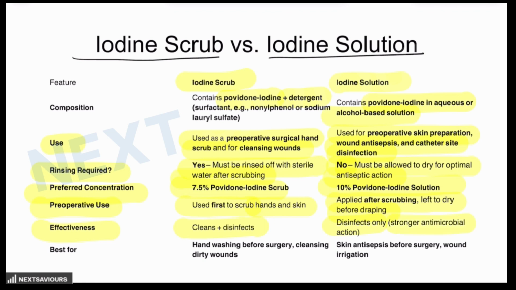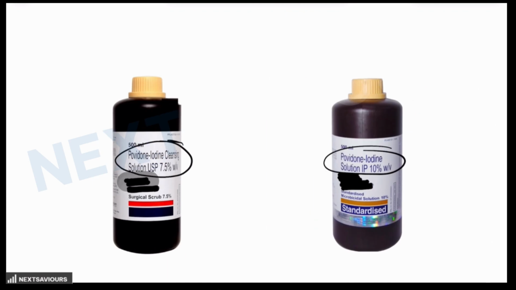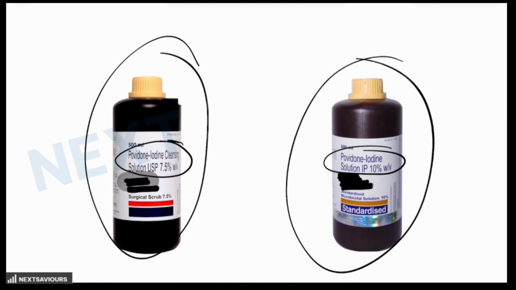The scrub has a stronger antimicrobial action, and it is best for hand washing before surgery as well as cleaning dirty wounds, while the iodine solution is responsible for skin antisepsis before surgery as well as for wound irrigation. So these are the basic two differences. It is very much possible that these two images could be provided to you in the question, and then they can ask you what the indication is in general practice.